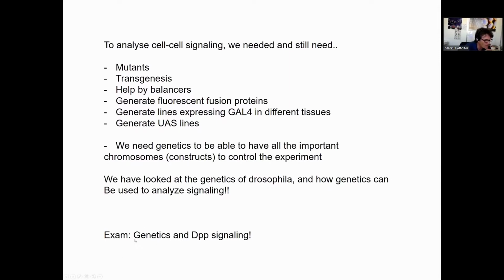Martin will also ask a genetics question, relatively simple genetic questions. But this is encouragement for tomorrow: please go to his lecture where he explains the answers to these genetic questions. So this is what you should learn for the exam, some of these genetics and the components of the DPP signaling pathway. As I said in the beginning, it's the lectures that count. We will not ask you about how you did this or that experiment.